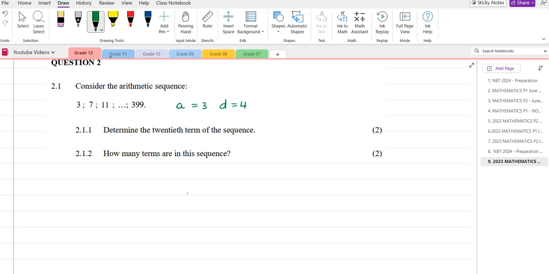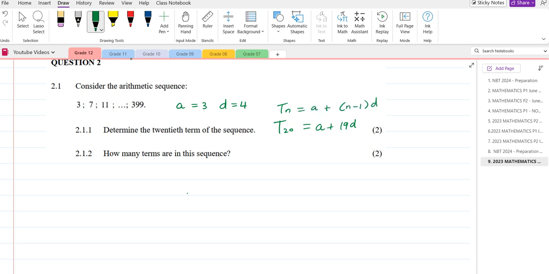If you're subtracting 4 every time, then the difference will be negative. So 7 minus 3 is 4. So that's correct. Now we want to find the value of the 20th term. Determine the 20th term in the sequence. So we're going to say T20 is equal to a plus 19d. Because remember, what's your formula? Tn is equal to a plus n minus 1 times d.